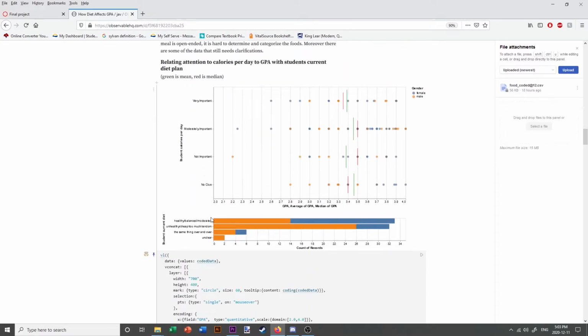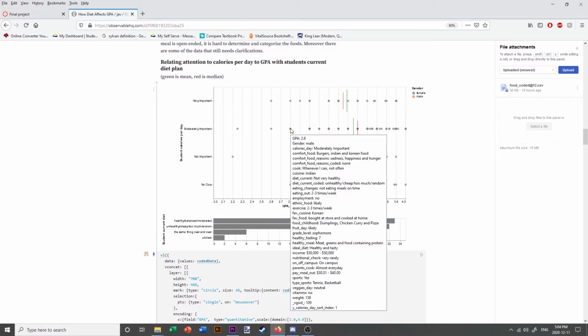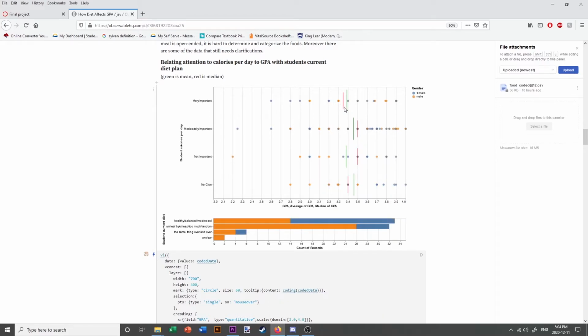And then moving on to the actual visualization that we made is a relation to the attention of calories per day, how important students view their daily calorie intake, and GPA, with the diet color coded, which is how students judge their own diets for the bottom visualizations. So our main feature that we wanted to talk about here is the hovering tooltip feature that will give users all of the information for that specific student. We also have a mean and median displayed for each case.